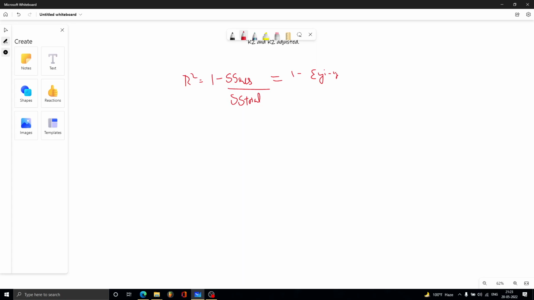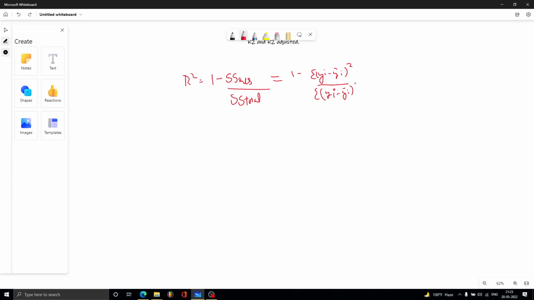minus y hat. If you remember this from my previous video, what is y hat, by whole square, and divided by the sum of all yi minus y dash i whole square. What is yi and what is y dash i? And why are we using square here?